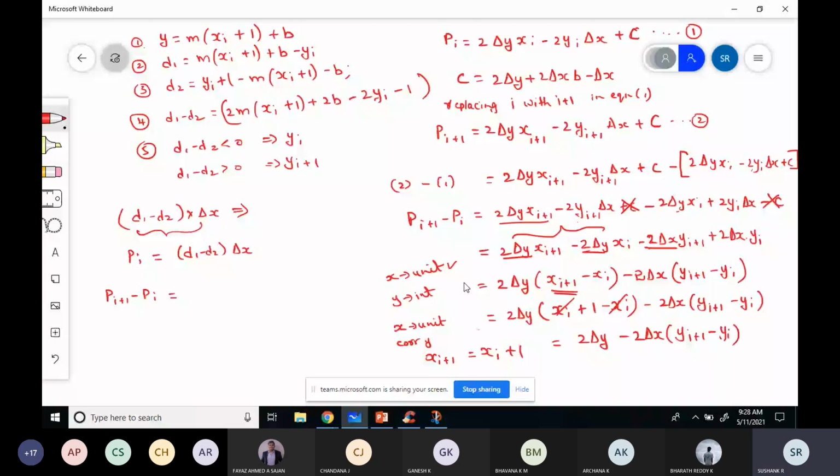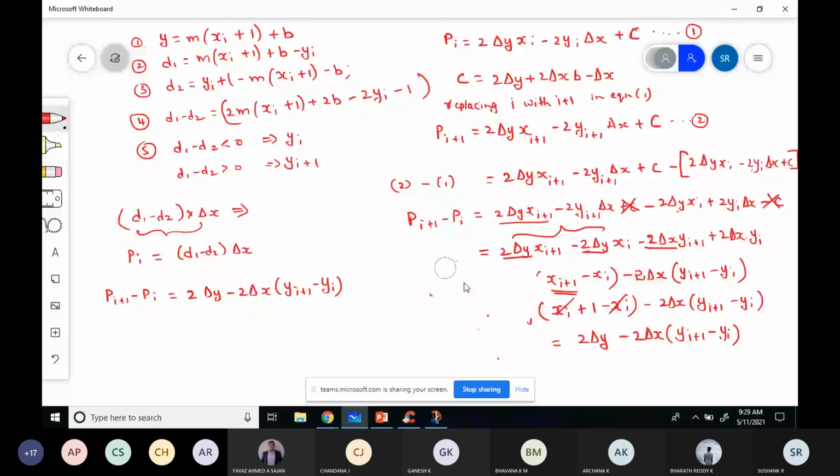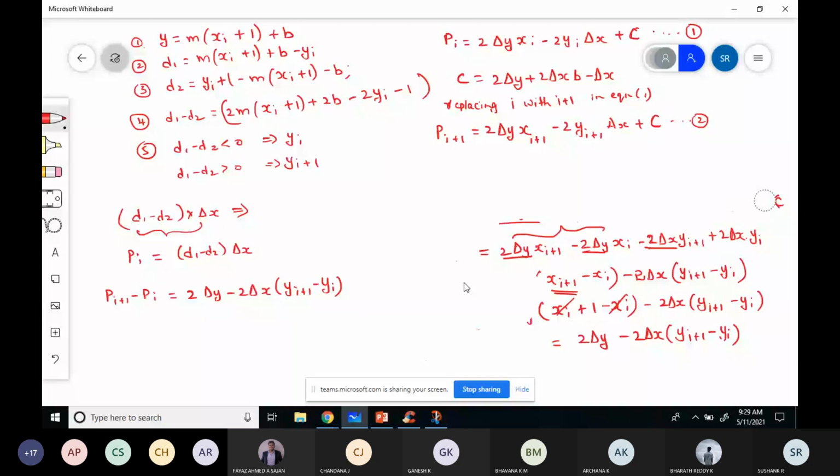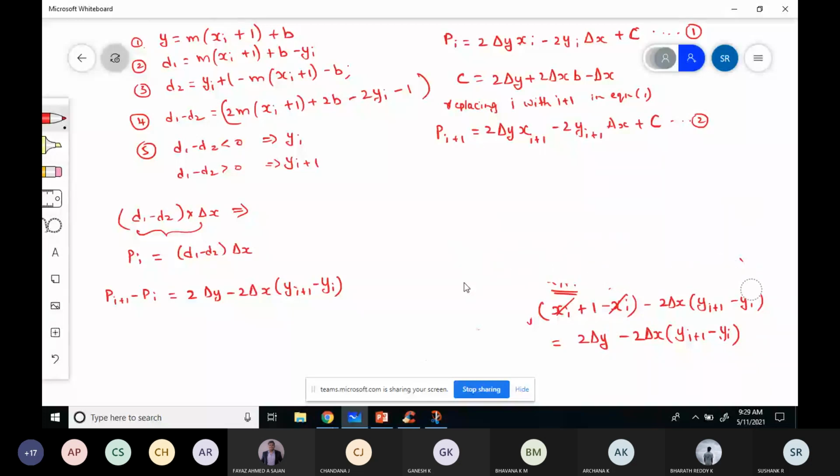This we can call some equation. This is the difference between p of i plus 1 and p i, which is nothing but 2 times delta y minus 2 times delta x into the difference y of i plus 1 minus y i. So now we have calculated the difference between p of i plus 1 and p i.